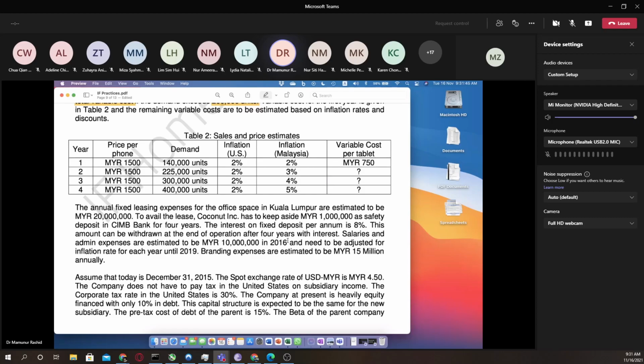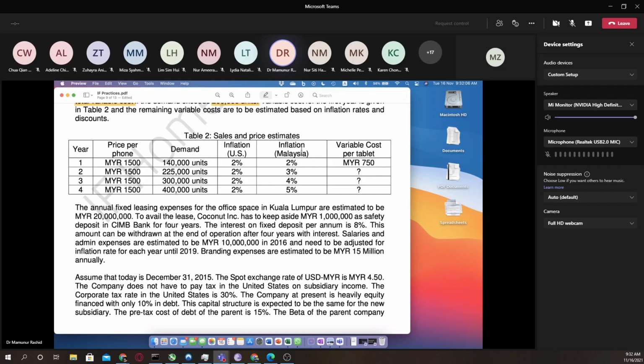The demand figures in the first year is 140,000 units, second year 225, and 300 and 400 in the third and fourth year. Meaning that you will get the discount from the second year. Supplier will give you 5% discount on the variable cost. Inflation rate in the US is given 2, all years the same. Inflation rate in Malaysia is 2, 3, 4, 5. It's increasing, so Malaysian ringgit appreciated over time.